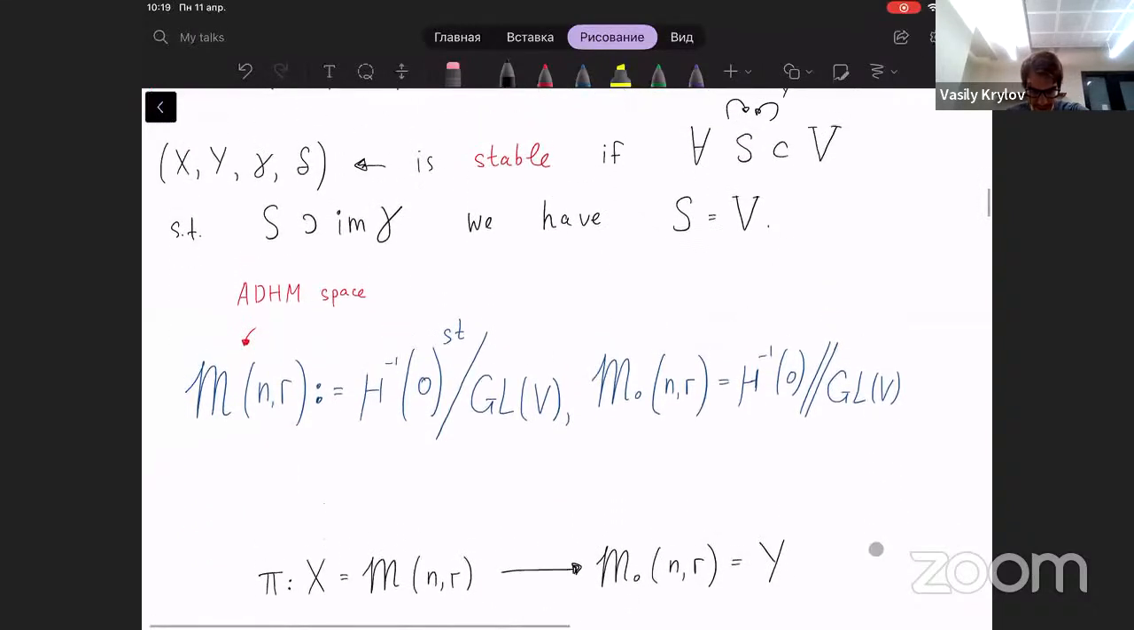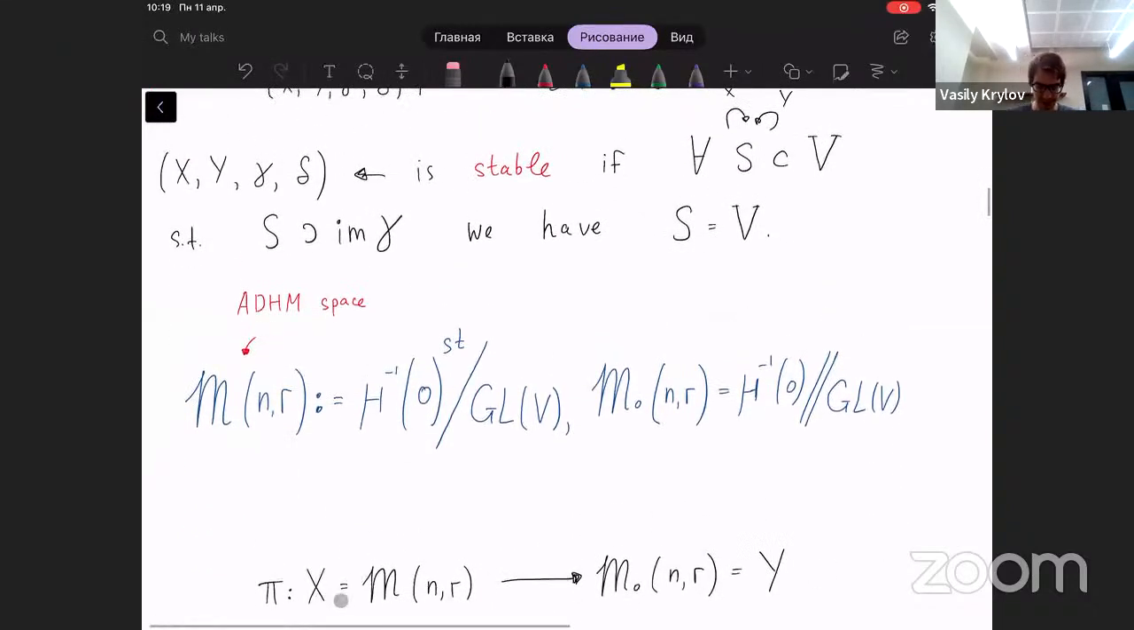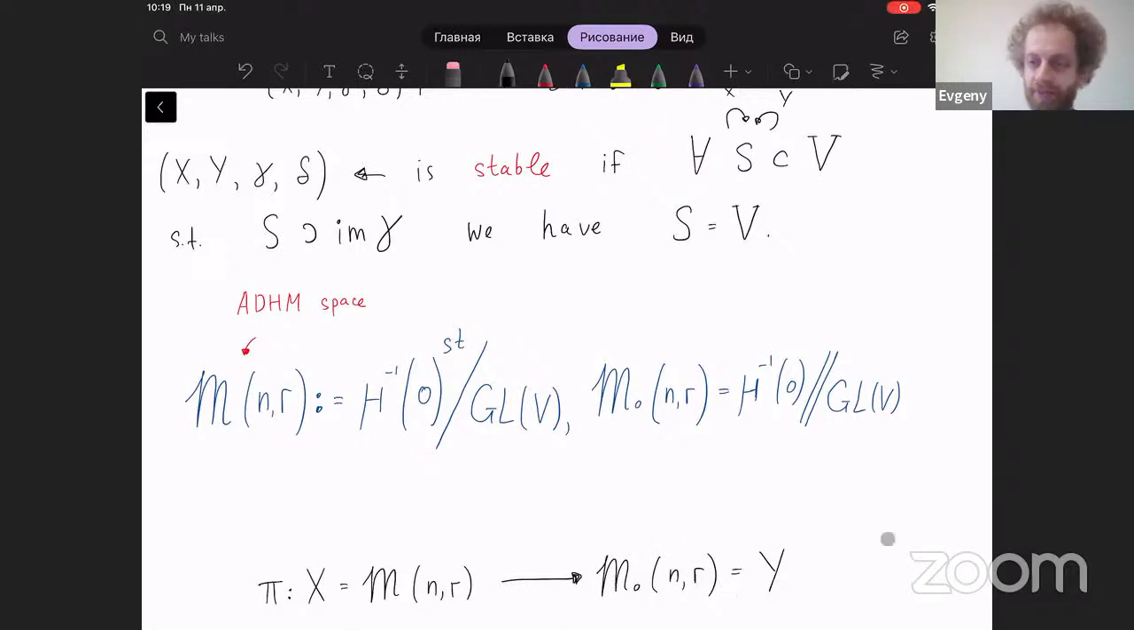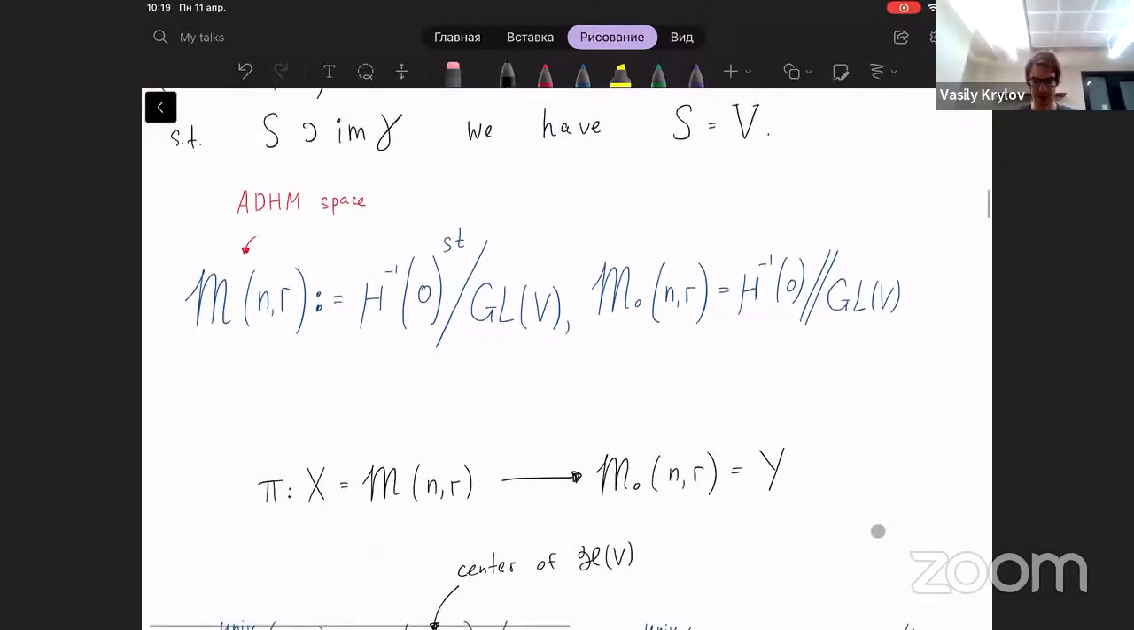And the claim is that the natural map from X = M(n,r) to Y = M0(n,r) is exactly a conical symplectic resolution of singularities. But I'm sorry, the lower line is not visible. Oh, sorry, thanks. Yeah, so here is our main player. This guy is Y, this guy is X. And I will discuss later some examples where it can be described more explicitly than as such a quotient. But so far we have this definition.